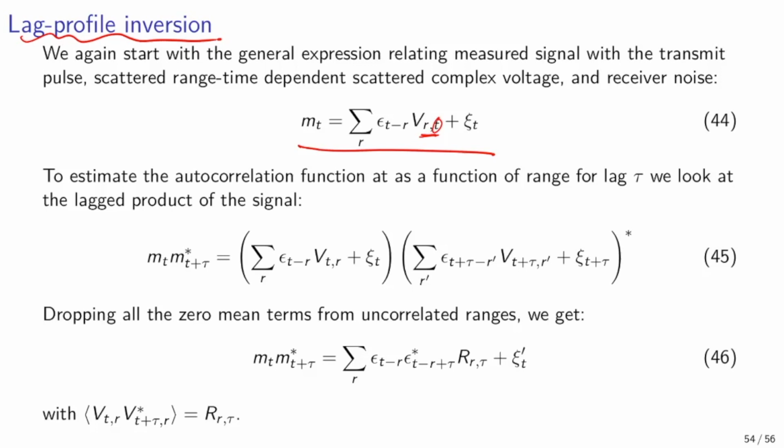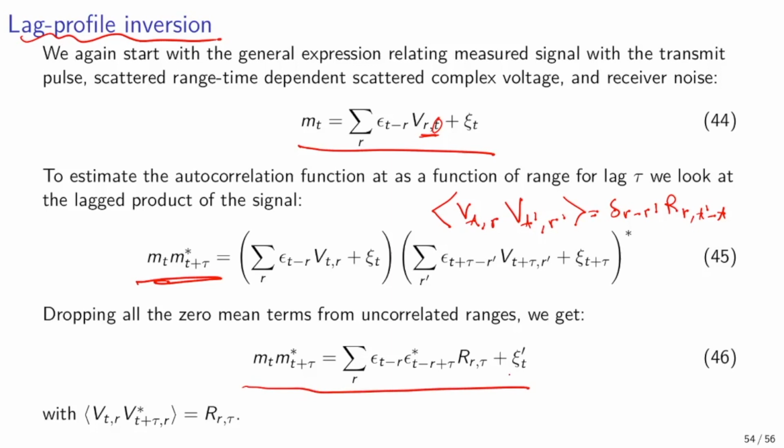What we do next is we multiply the signal received by the radar with the conjugated and lagged version of itself. We then make the assumption that scatter only from the same ranges correlates, ignoring partial overlap for neighboring ranges, to arrive at equation 46. In this process, we move all of the zero mean random variable terms that arise from the product of two sums in equation 45 to a zero mean random variable, xi prime.